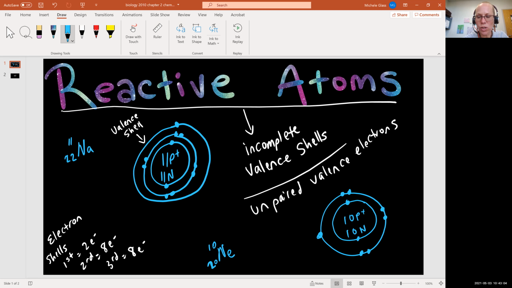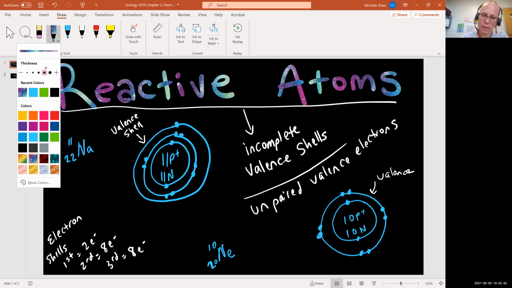Now, when we do this, we filled up our first shell, we moved into our second shell, and notice that our valence shell, our outermost shell, is complete. It has 8 electrons, which is all it can hold, and all of those electrons are paired. And so we would consider this to be stable.